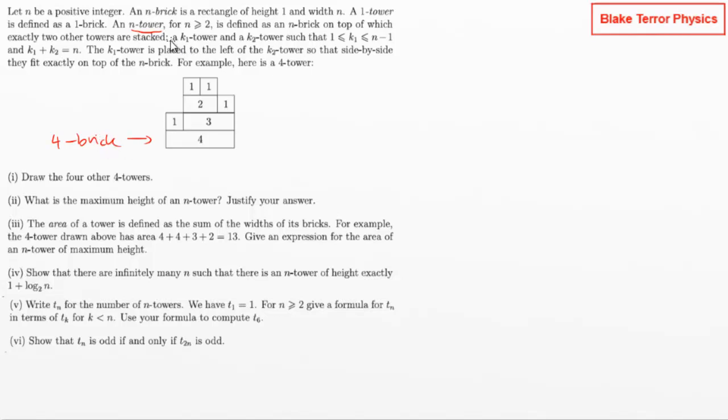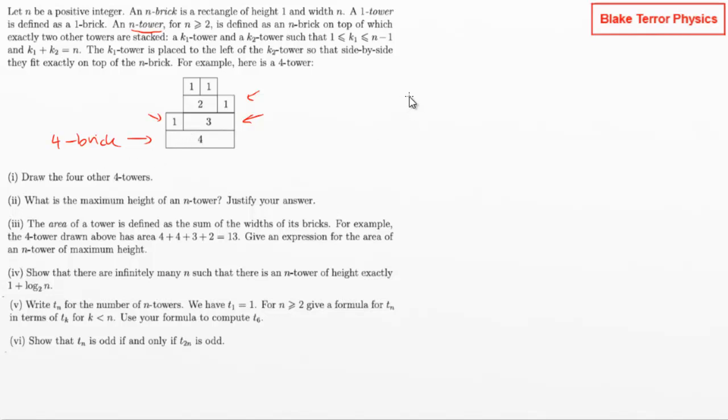Okay, and on top of that we've got 2 other towers. So we've got a 1 tower in this case, which is the 1 brick, and then we've got this, which must be a 3 tower, which has got 2 towers on it, a 1 tower and a 2 tower. Okay, fair enough. And they fit side by side, so they always have to fill up the width of the n brick. So we can't have a 1 and a 1 on here. We have to have a 3 and a 1, or a 2 and a 2.